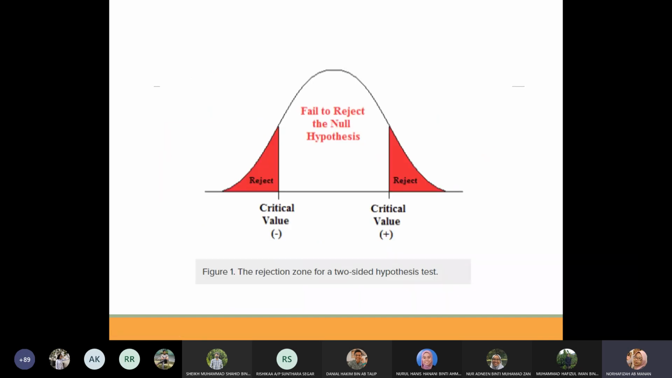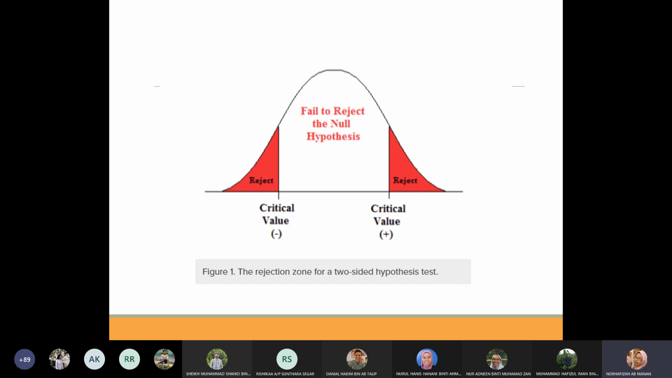Okay, this is how you can find the critical value or the rejection area. For the significance level, or the alpha error, we always put it at 5%, or 0.05. That one is actually the significance level.